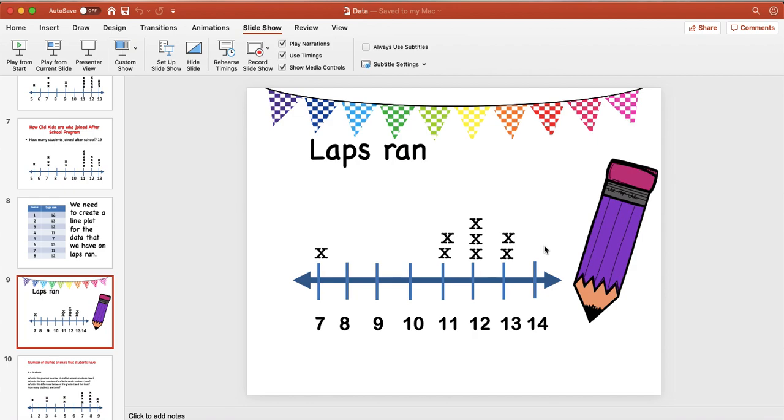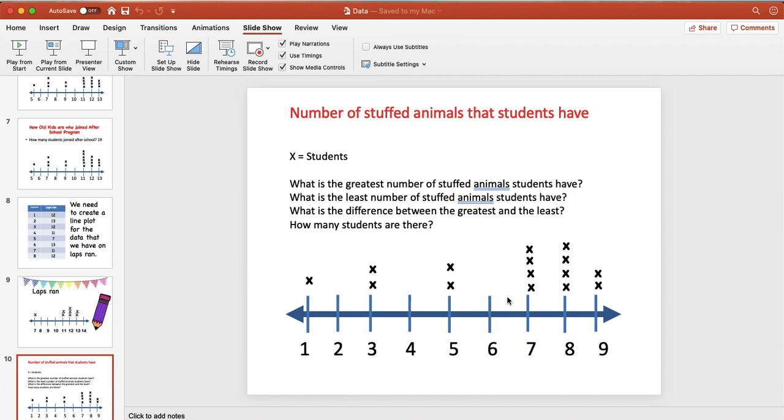So in this last slide that I have over here, it's a practice for you that you can try at home. This line plot is about the number of stuffed animals that students have. So my numbers here, 1, 2, 3, 4, 5, 6, 7, 8, 9, represent the stuffed animals. The X's, as I have listed right over here, represent the students.